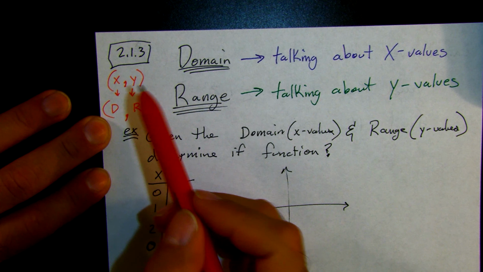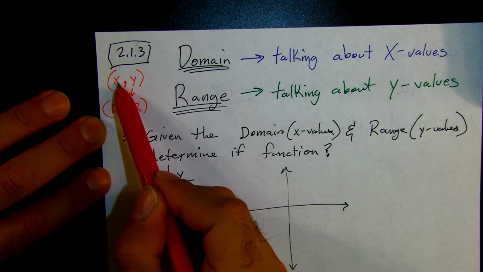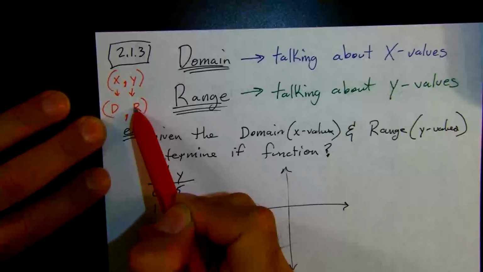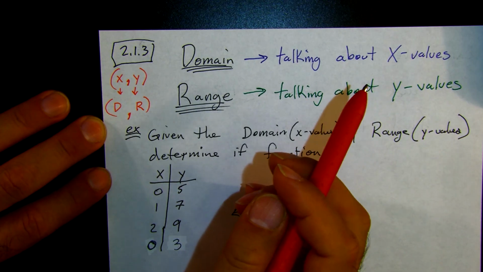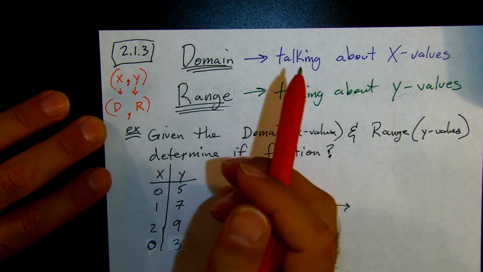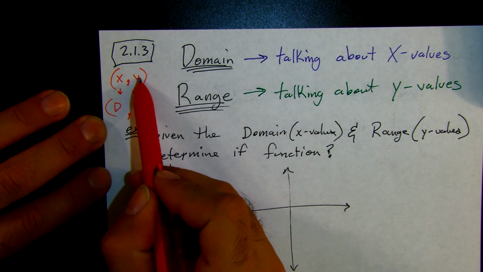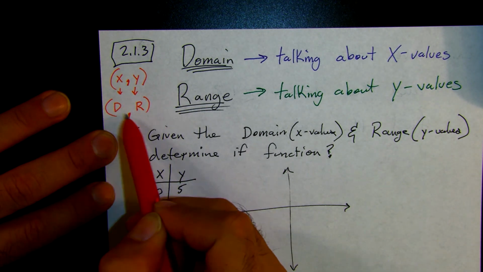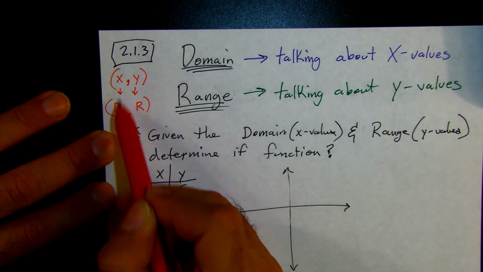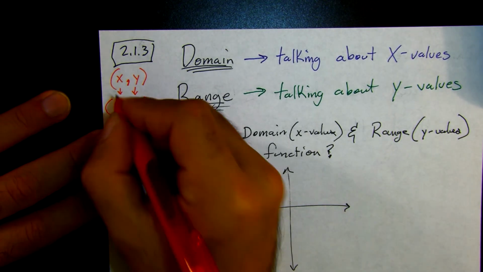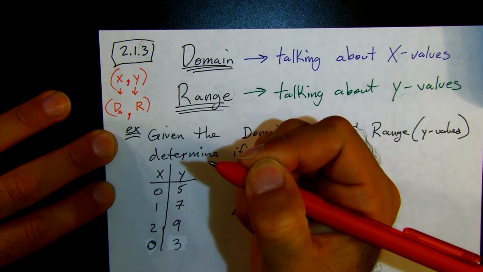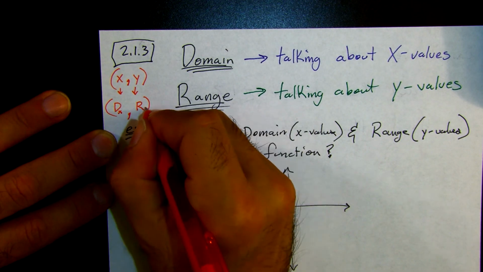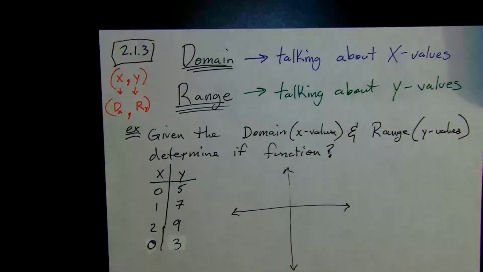The way I was thinking about it, and I'll give you the other way too, is that X, Y is alphabetical order. D and R are in alphabetical order. Okay? So you can remember that. X and Y is an ordered pair. In my ordered pair, the X comes first and then the Y. In domain and range, the domain is talking about my X values. The range is talking about my Y values.